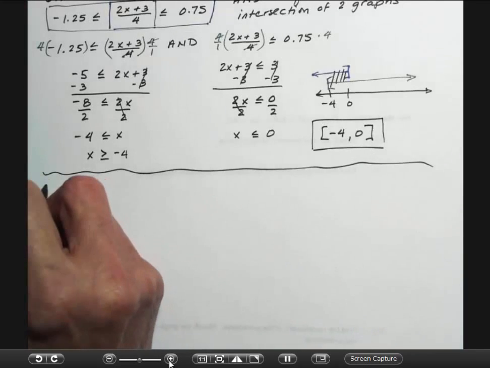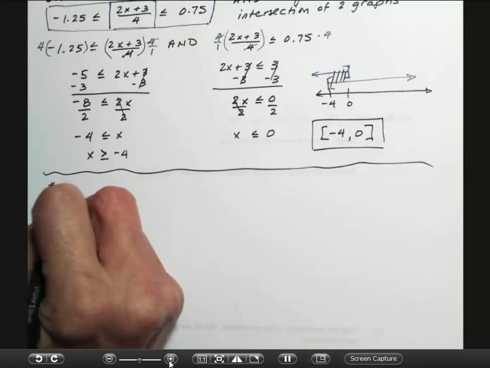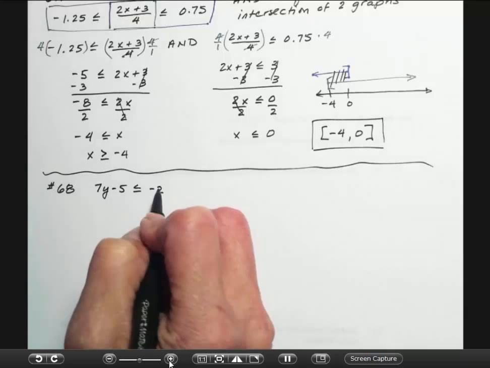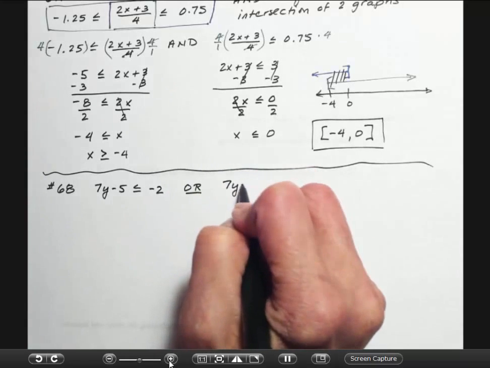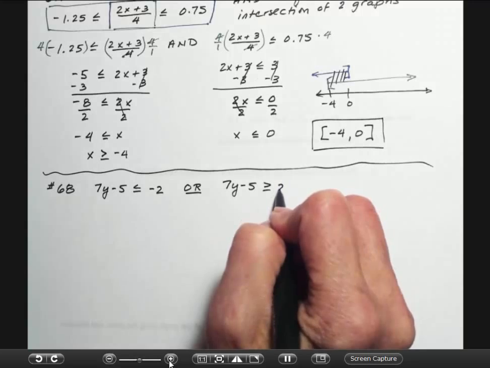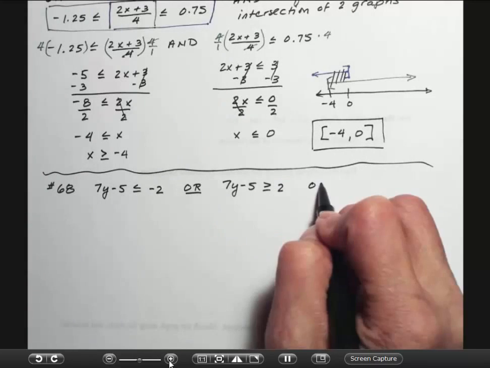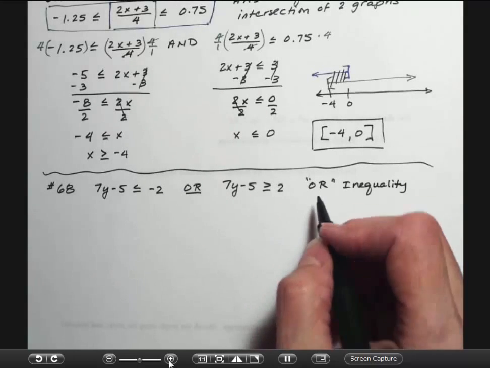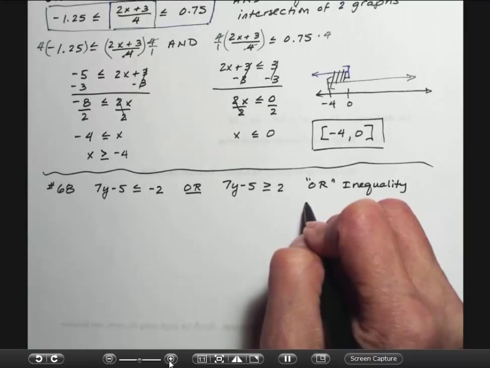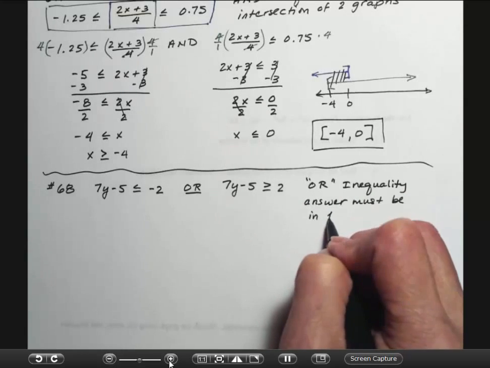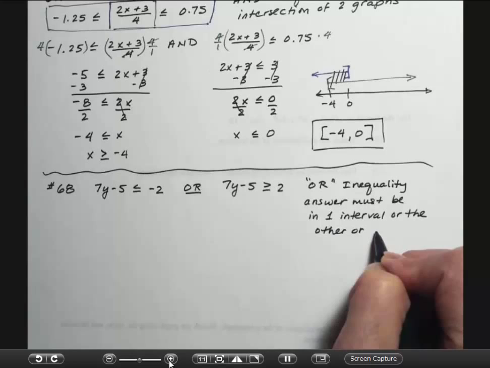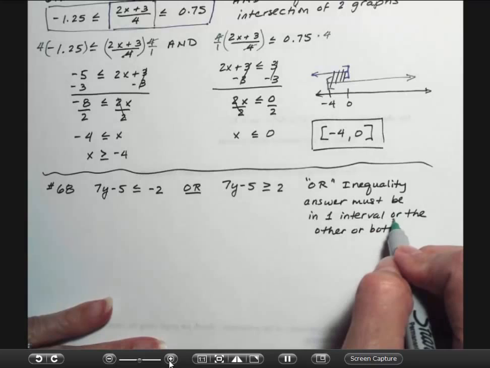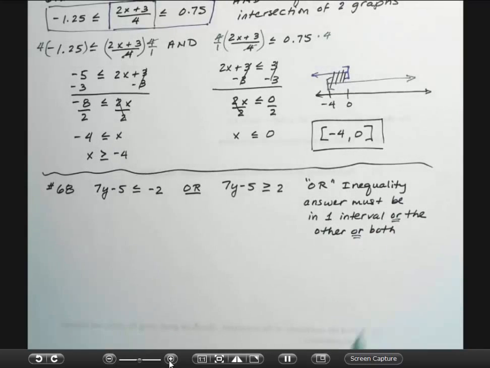The second problem I'm going to do is problem number 68 in section 6.2. And that is 7y minus 5 is less than or equal to negative 2, or 7y minus 5 is greater than or equal to positive 2. This is an or inequality. Or inequalities mean we're going to be bringing the two sets together. So the answer must be in one interval or the other or both. So that's where the ors come into play. It must be in one interval or the other interval or both intervals.